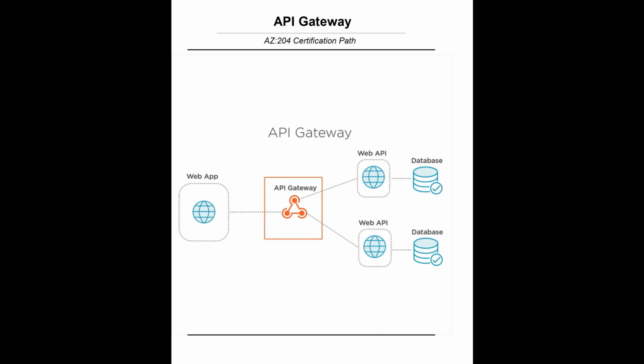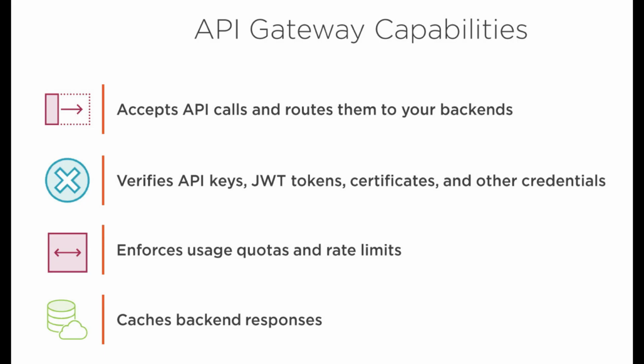So let's take a look at the API gateway capabilities. Okay, it accepts the API calls and then routes them to the backend. That is what we discussed. It can also verify the API keys, and then it can reject the request. It can also verify the JWT token at the start of the API management, meaning in the front end itself it can verify it. You don't need to have this JWT token verified by your APIs. API management, which is the API gateway itself, can verify. It can verify the certificates and can verify other credentials as well.